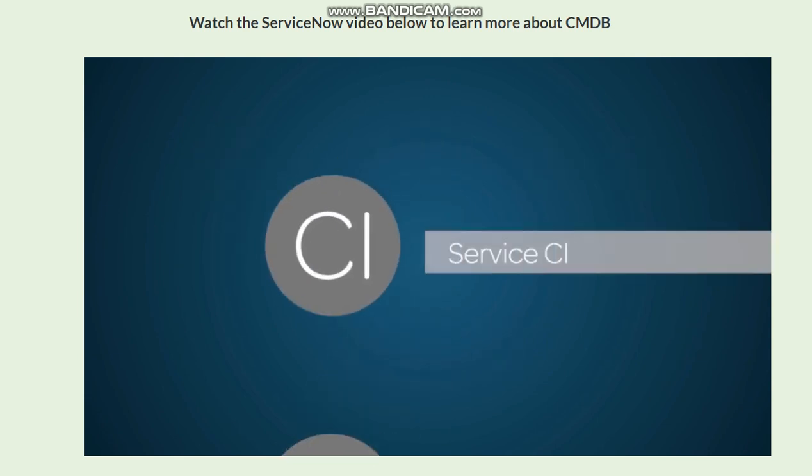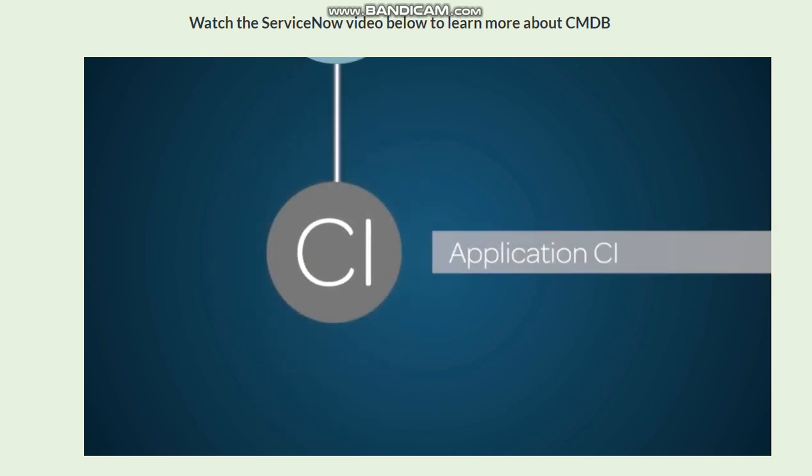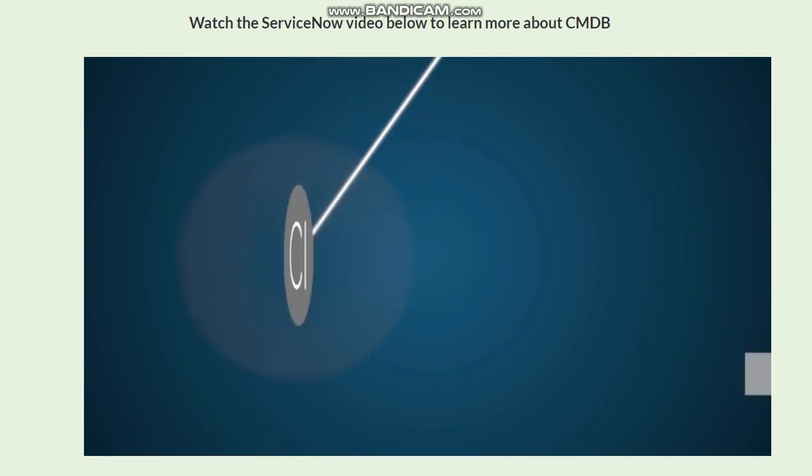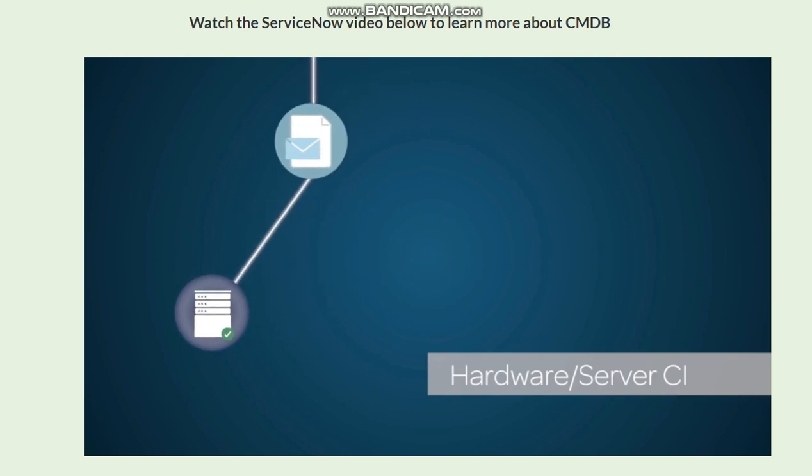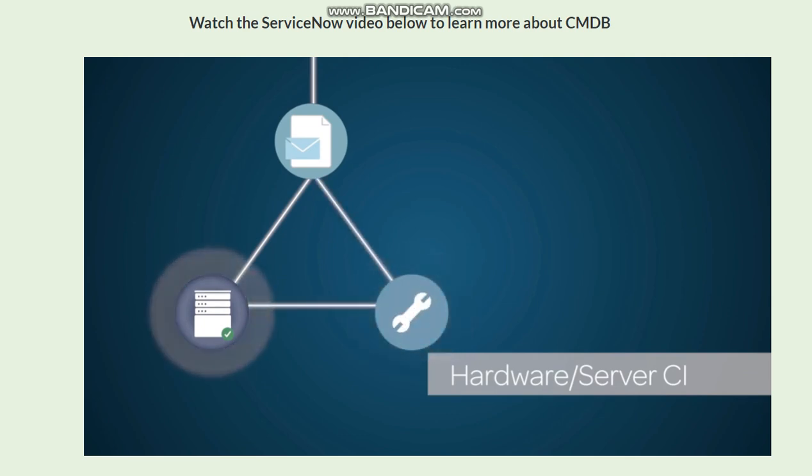Here we can identify several configuration items as they relate to the CMDB in this scenario. First, we have a service CI, which is the email service that the customer uses. We also have the application CI, which is the email application. The next CI we can identify is the email server itself, which is a hardware server CI. And finally, the change that was created contains a CI field. So in this case, the change record references the hardware server CI.